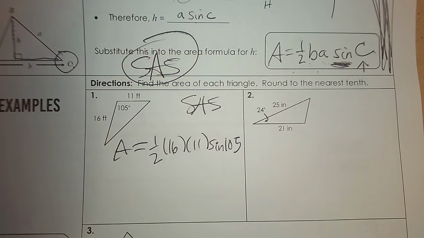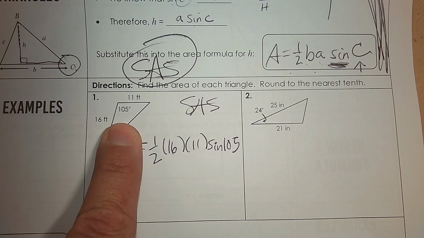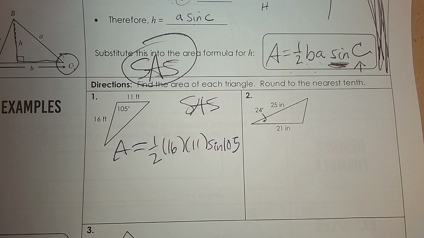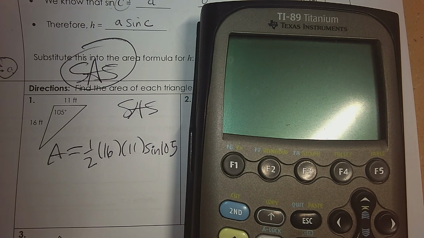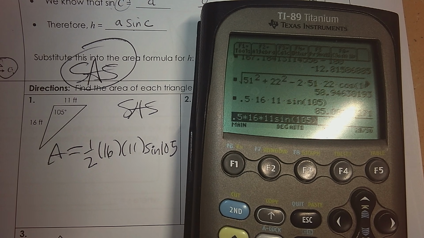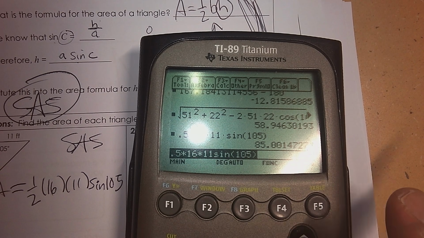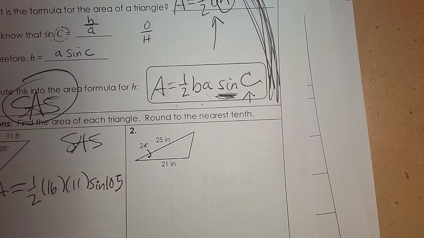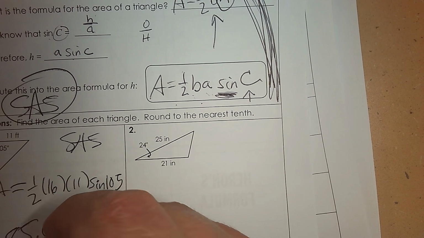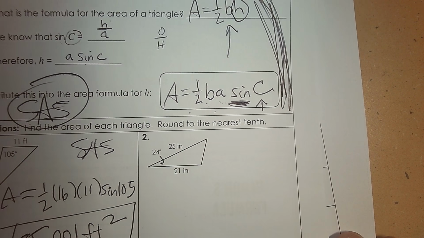So how do I find the area? 1/2 times 16 times 11, and then the sine of 105. Go. Now, my calculator, I'm just going to go 0.5 times 16 times 11, the sine of 105, diamond enter. What is the area of that triangle? And it's 85.001. In this case, we have a unit, and we have to square it because it's area.